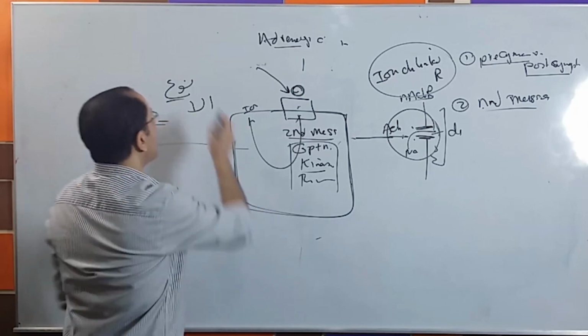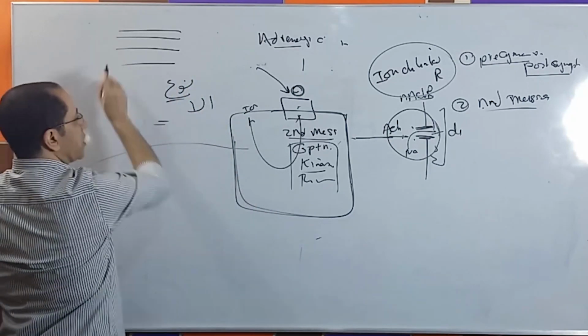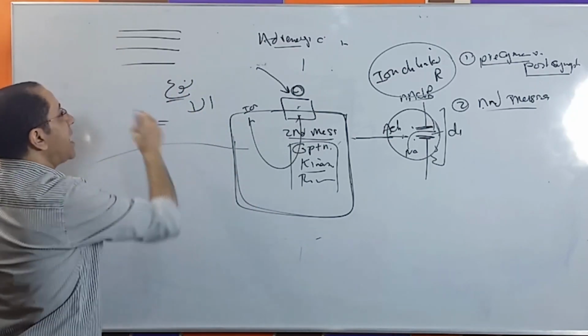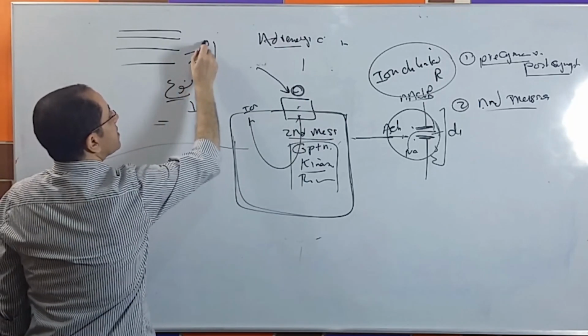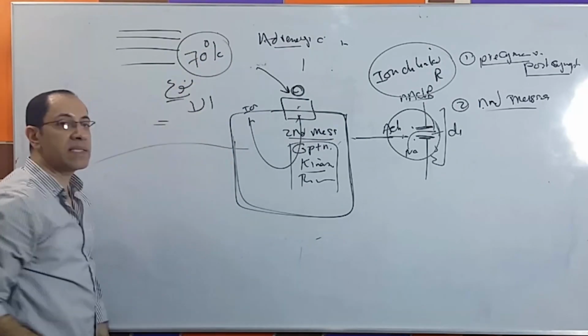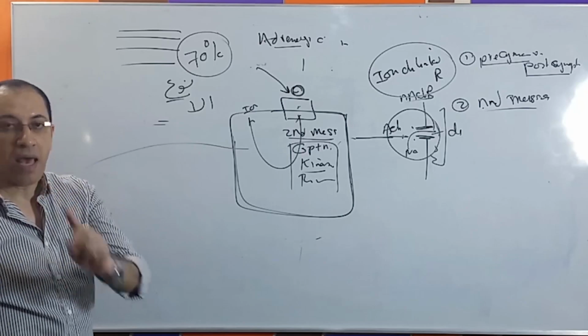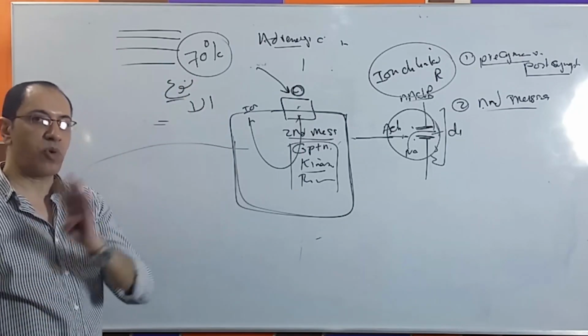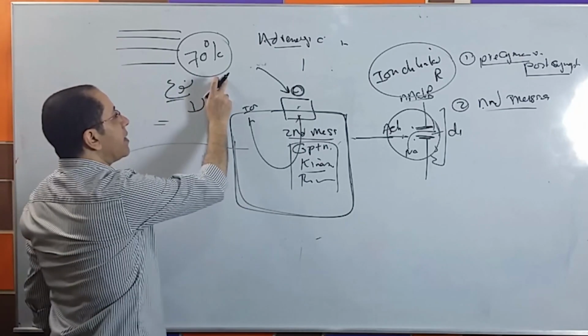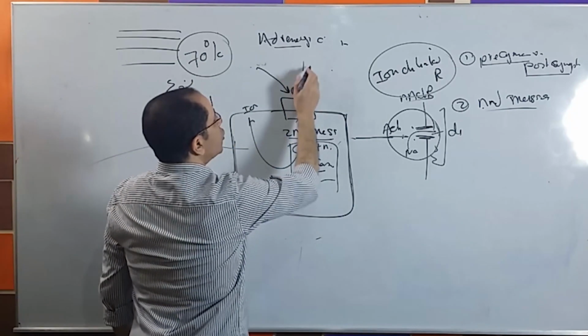Now, how many types of receptors are present in your body? You have 4 types. I won't discuss them in detail now. However, you should know that 70% of receptors in your body, 70% of the overall number of receptors present inside your body, are something called G protein linked receptors.